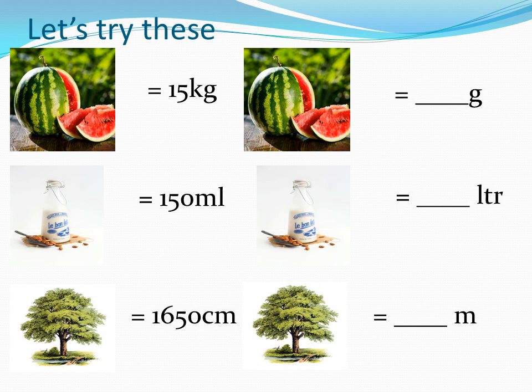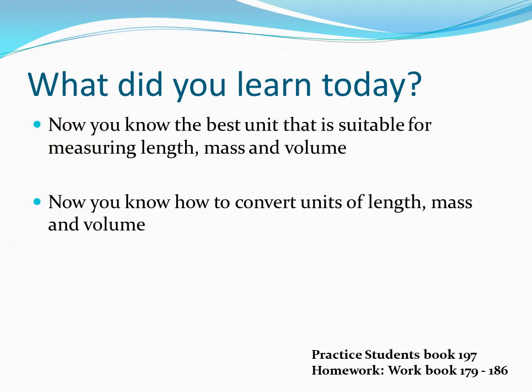So again, let's use our idea from decimals. 1,650 over 100. We move the decimal 2 times because we have 2 zeros. So we have 16.50 meters. All right, that's great. Let's go to the next. We've been able to know the best units to measure length, mass, and volume. And we also know how to convert units of length, mass, and volume.